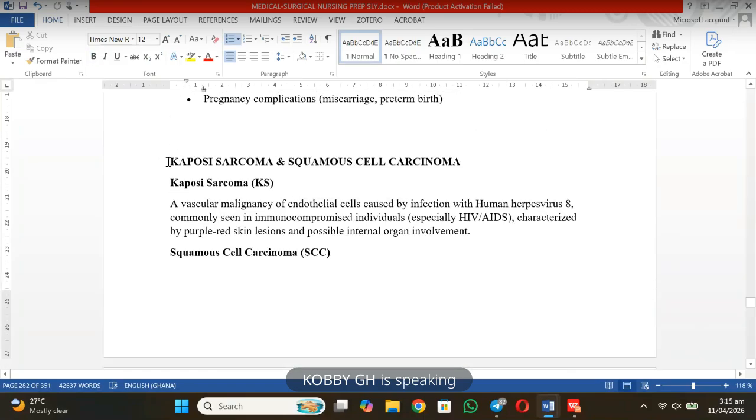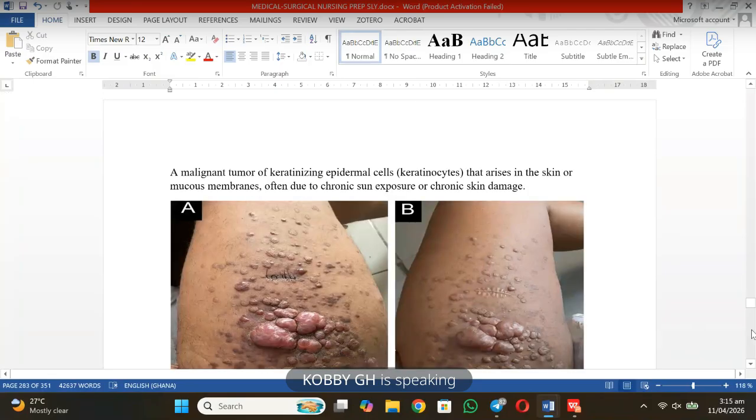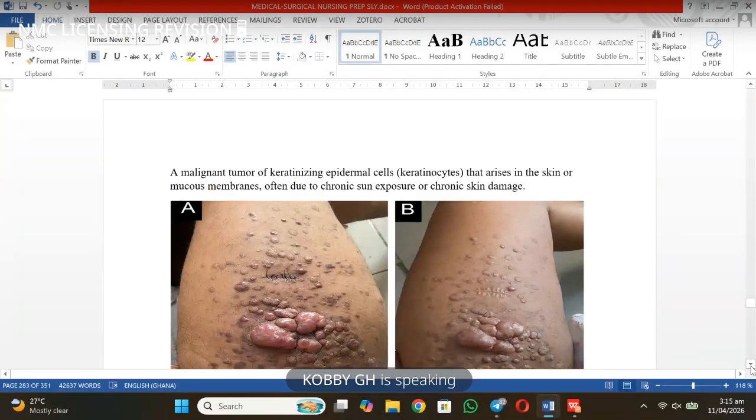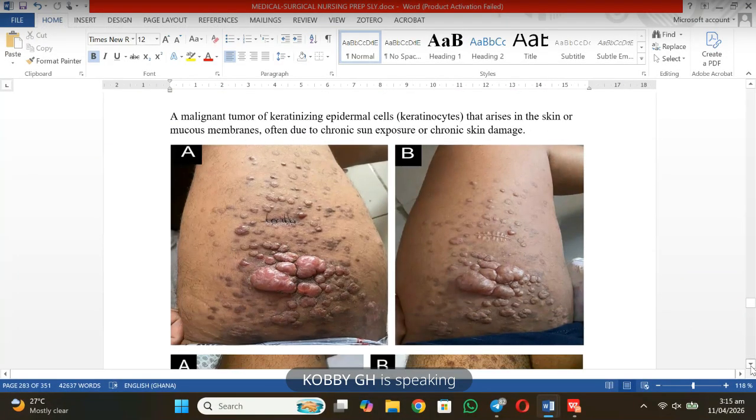Now, another condition called Kaposi sarcoma. Here we are talking about a cancer. You already know cancer, so I'm not going to talk about the cancer characteristics. Kaposi sarcoma simply means cancer of the skin, that's all. It simply means cancer affecting the skin. So look at how it looks. You see, this one is a cancer. You can say a malignant tumor affecting the skin.